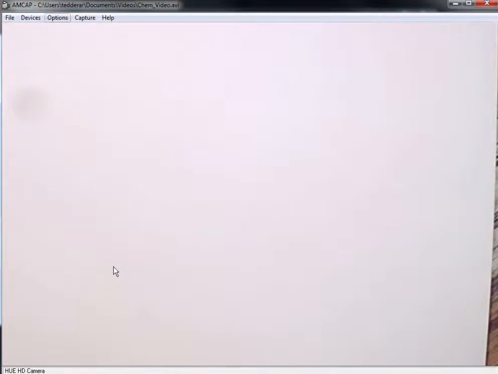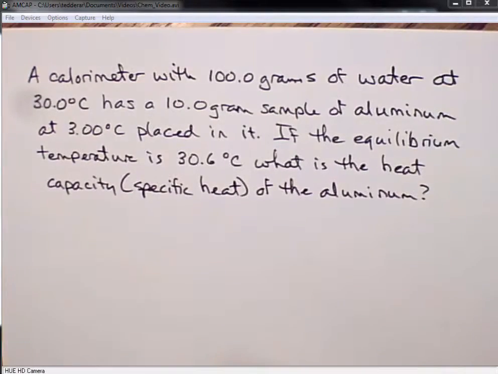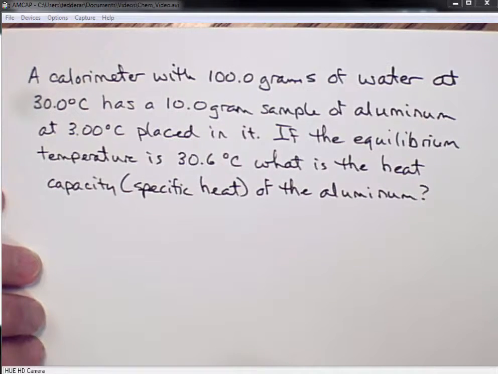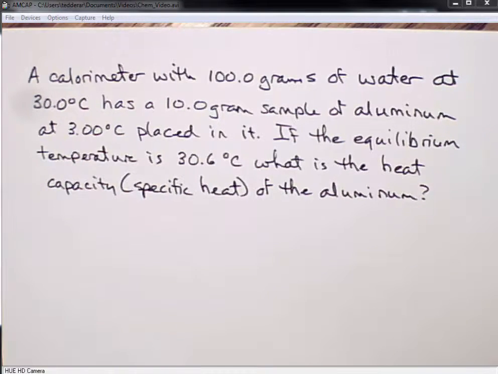All right. Let's solve a problem on your own now. Find a learning partner to work with you. And between the two of you, I want you to solve this next problem. Okay, so here's our problem. A calorimeter with 100 grams of water at 30 degrees C has a 10-gram sample of aluminum at 3 degrees C placed in it. If the equilibrium temperature is 30.6 degrees C, what is the heat capacity or specific heat of the aluminum?